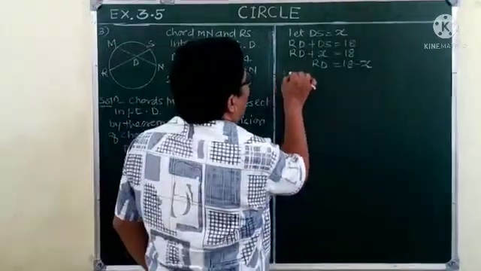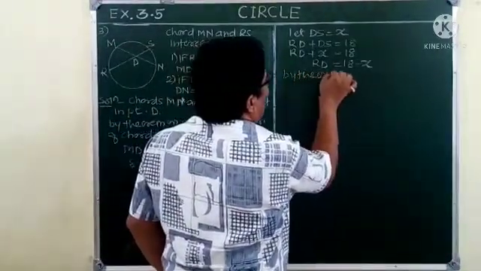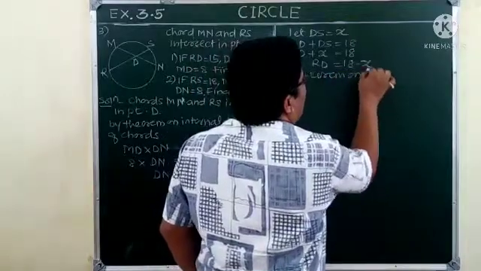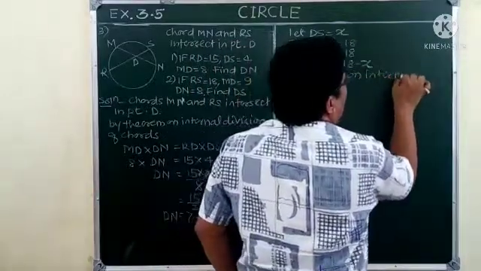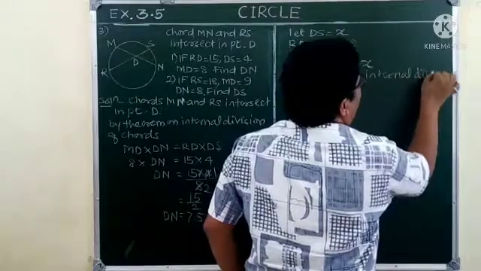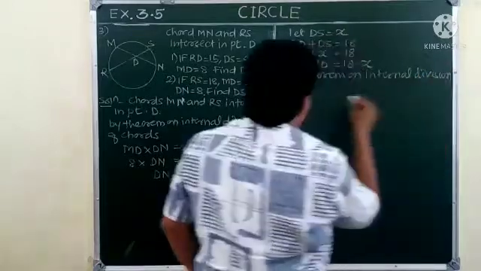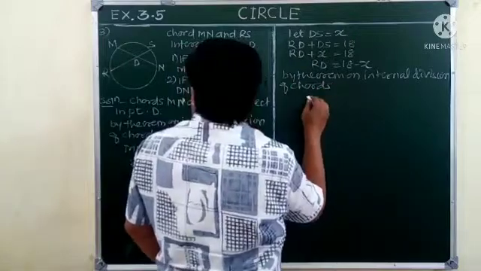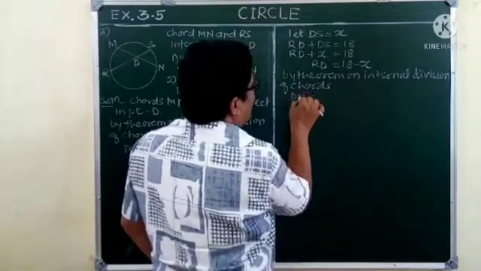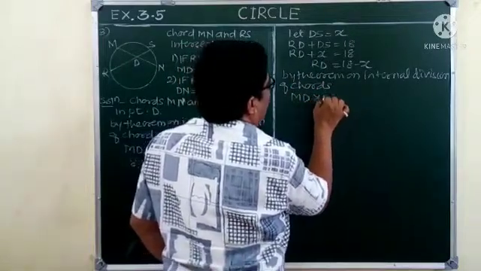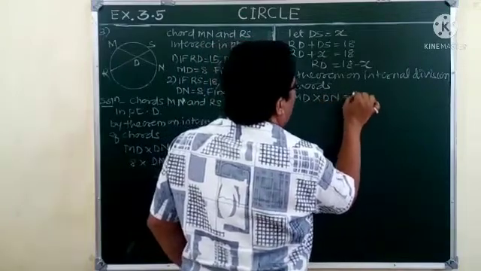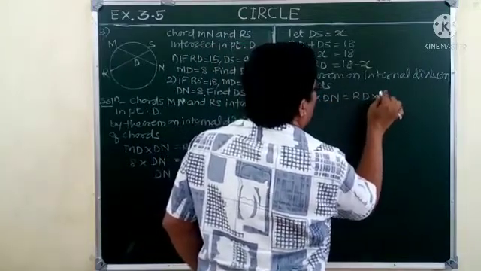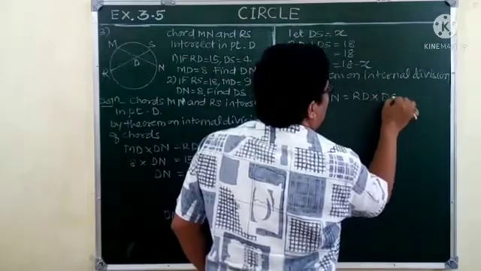By theorem on internal division of chords, we can write MD multiplied by DN is equal to RD multiplied by DS.